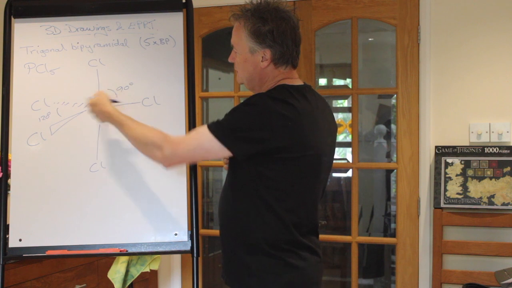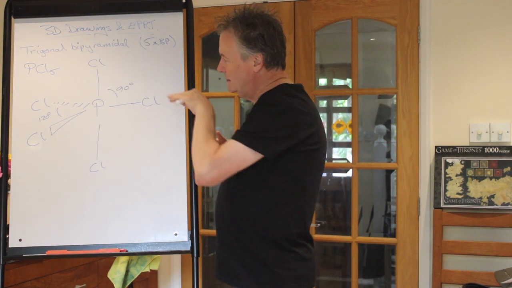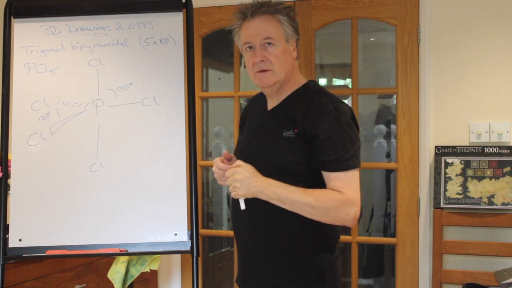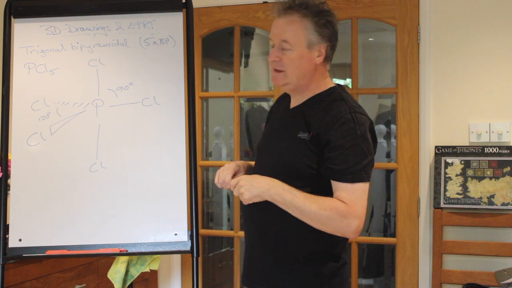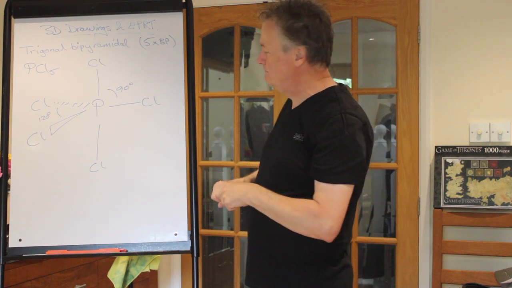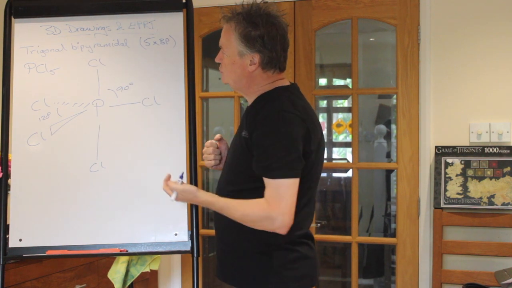But it's 90 degrees to the 3 that are around the centre, around the middle part of the molecule. So you get 2 bond angles to think about, 90 and 120, and then you'll draw it correctly. No lone pairs, so therefore it's Trigonal Bi-Pyramidal.